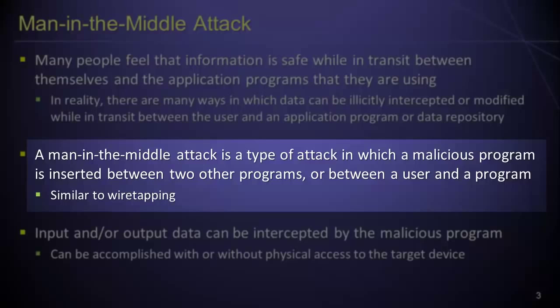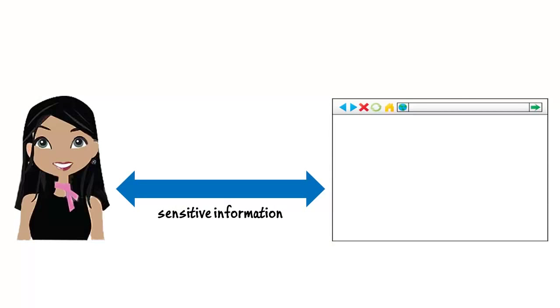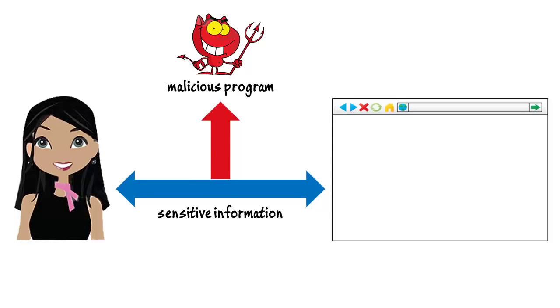A man-in-the-middle attack, then, is a type of information security attack in which a malicious program is inserted between two other programs or between a user and a program for the purpose of capturing or modifying data that are in transit. As an example, a malicious program might be designed to capture sensitive information such as login credentials or credit card numbers as they pass between a user and her web browser.